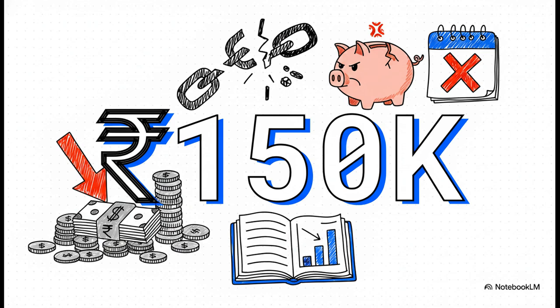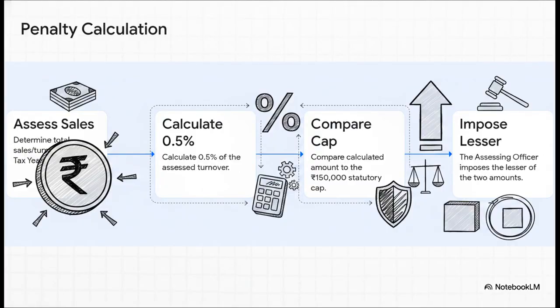That is a massive hit to cash flow for what some might just consider a minor administrative oversight. So let's walk through exactly how the assessing officer arrives at this penalty using a hypothetical business turnover.